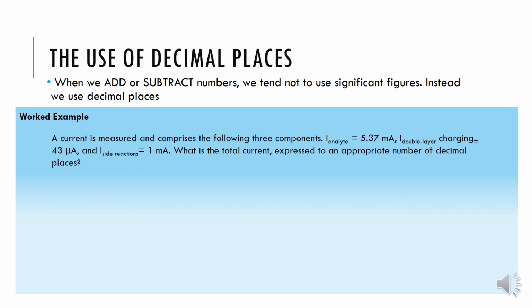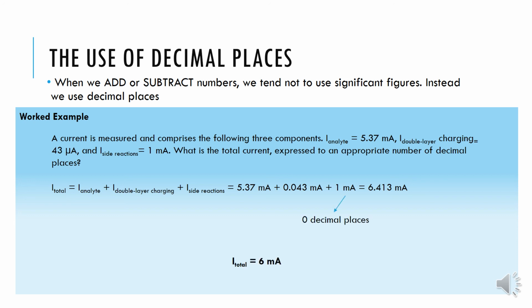A current is measured and comprises the following three components. I analyte equals 5.37 milliamps. I double layer charging equals 43 microamps. And I side reactions equals 1 milliamp. The question is, what is the total current expressed to an appropriate number of decimal places? Well, we can calculate the total current, and that's obtained by adding those three components. And the final value we get is 6.413 milliamps.